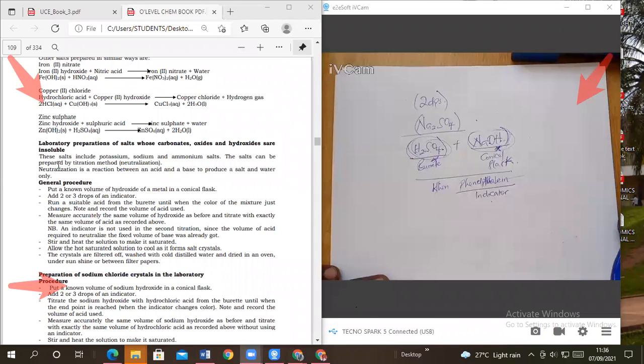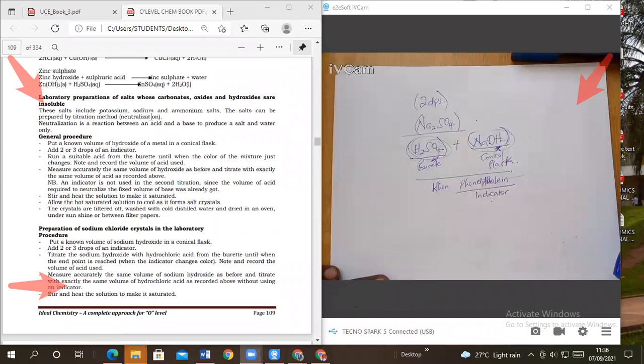Okay. Now here, you prepare these salts by one general procedure: put a known volume of hydroxide of a metal. This is an alkali. Alkali gives us hydroxide ions as the only negatively charged ions. So here, you add a known volume. The volume of this must be known. Then the acid, then you add indicator. Run a suitable acid from the burette until the color of the mixture just changes. Note and record the volume of the acid used.